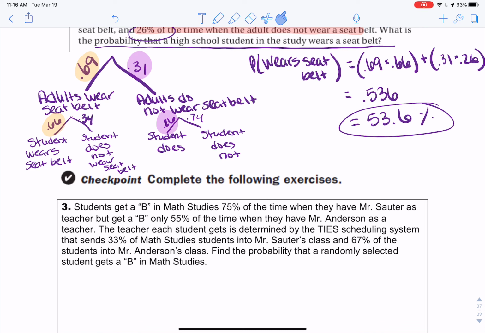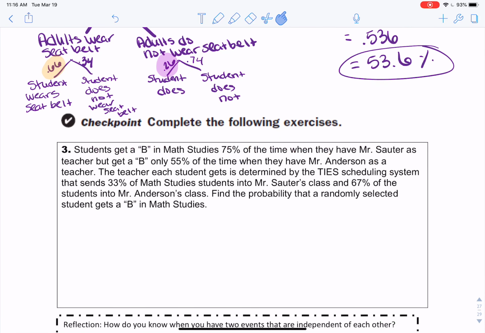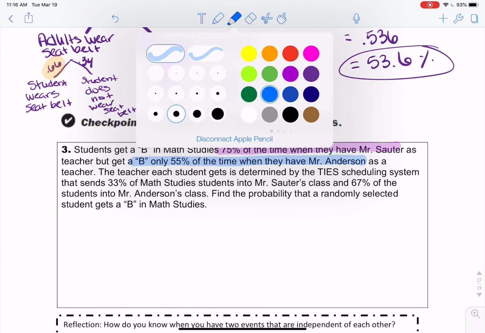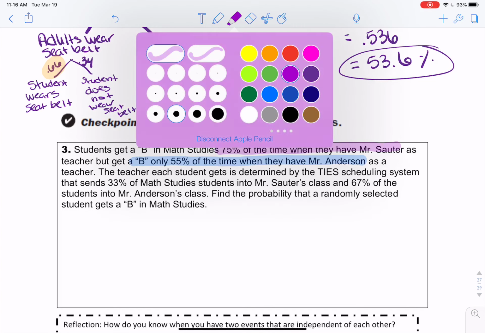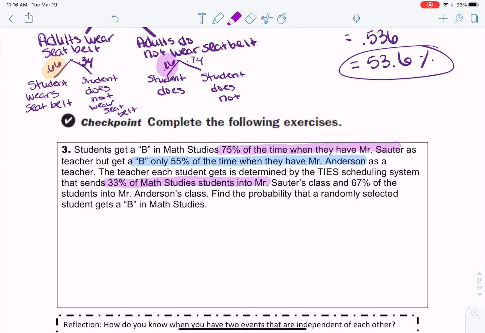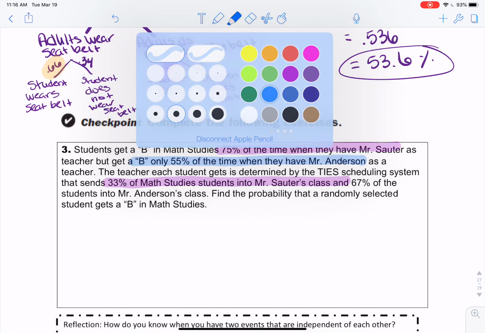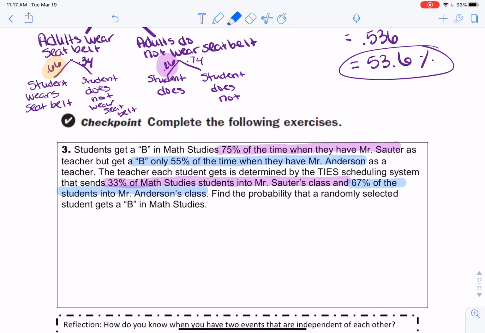All right, let's do one more like that. So it says students get a B in math studies 75% of the time when they have Mr. Sauter. So 75% of the time, Mr. Sauter. But they get a B only 55% of the time when they have Mr. Anderson. So each teacher gets a student determined by a scheduling system. So it says here 33% of the students are in Mr. Sauter's class and 67 are in Anderson's class. It says, what's the probability that a randomly selected student gets a B?